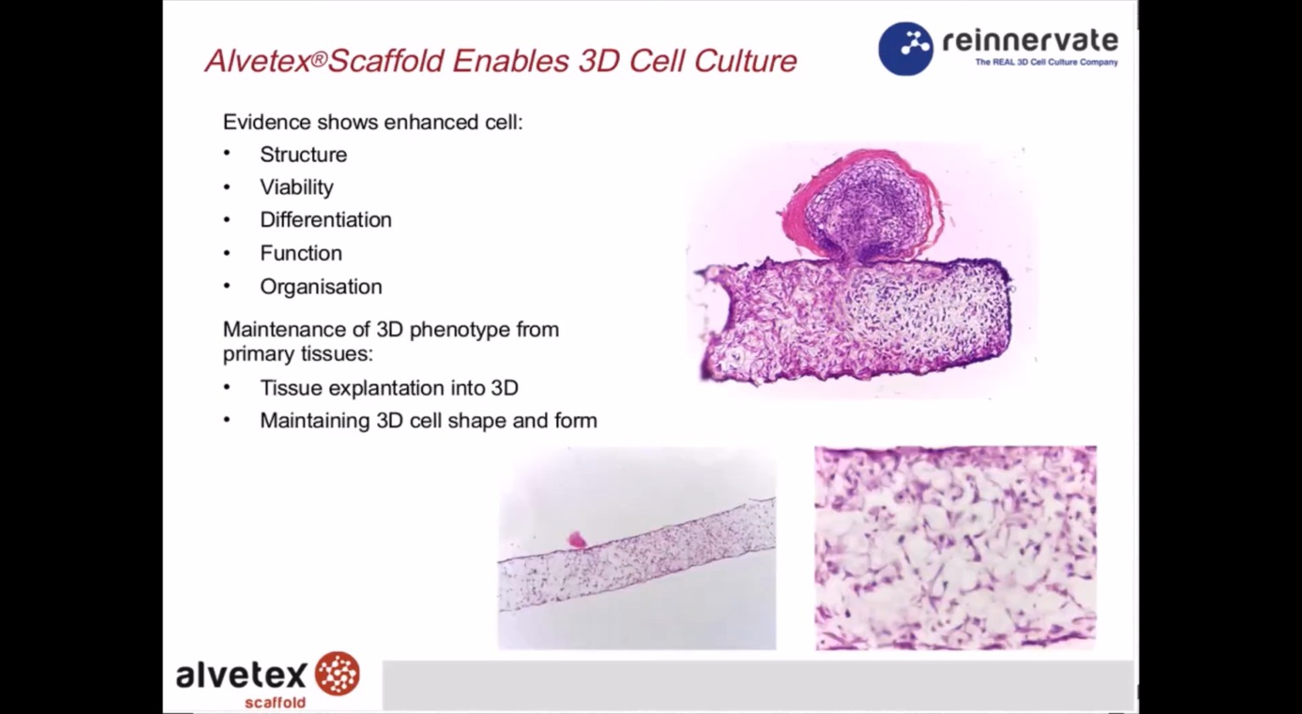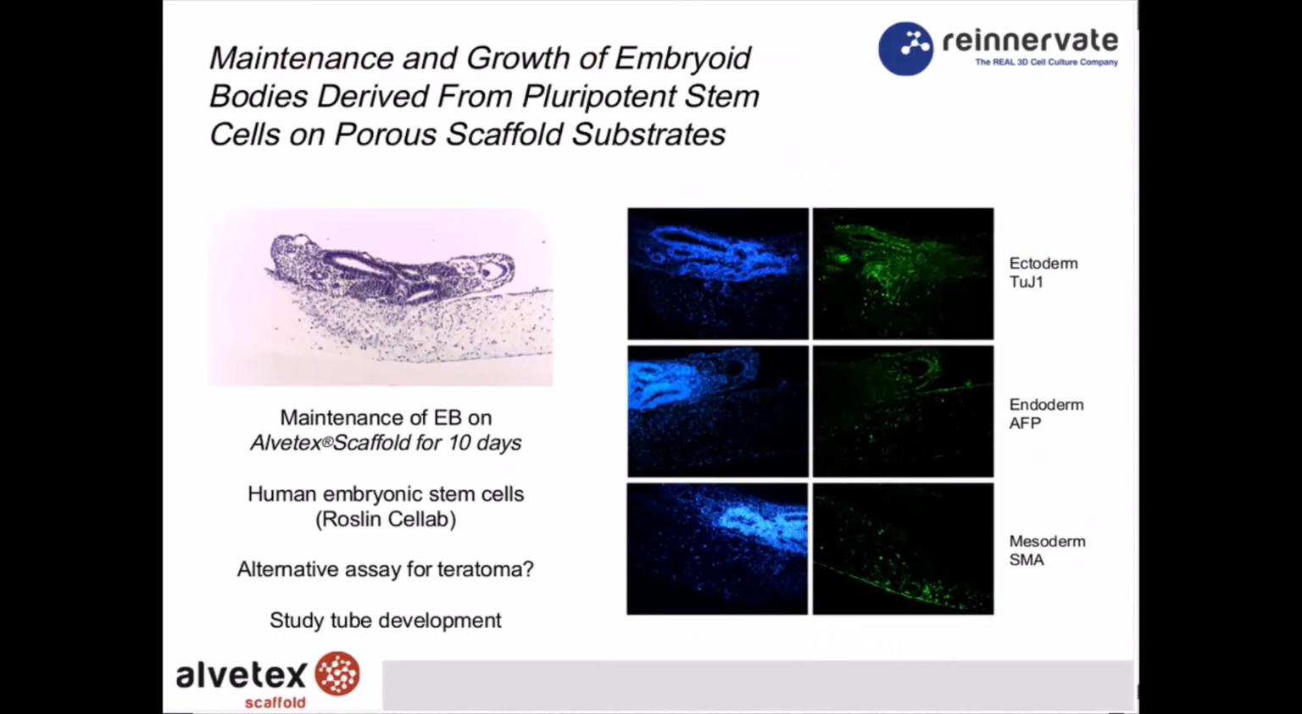We can also take primary tissues and grow them directly on the material. So this is actually a piece of embryonic tissue which has been placed on Alvetex, and the cells grow out inside the scaffold. So there's never any 2D growth here. It's primary directly into 3D culture. And we can think about how we can then use that feature as well to support the growth of primary tissues. So this is another way of thinking about using Alvetex.